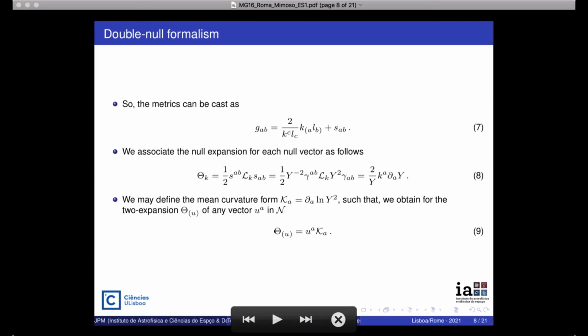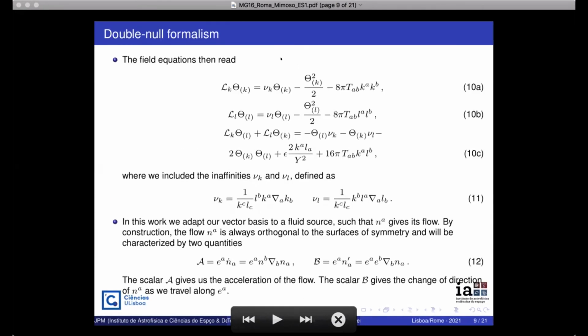And so for any vector, we can define a corresponding expansion in this way. The Einstein equations in this formalism read like this. I mean, this is a bit geometrical. We use the Lie derivative along the flow of the null vector k or null vector l. And we also have a constraint equation here. And these quantities are in affinities.